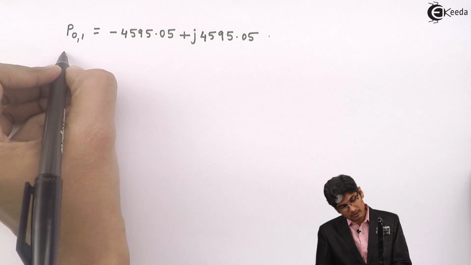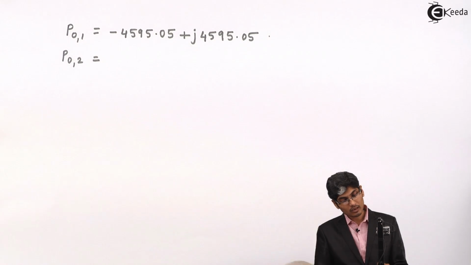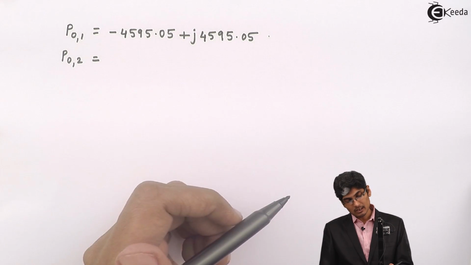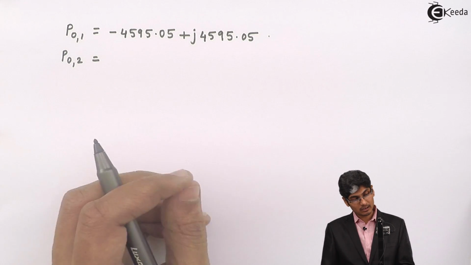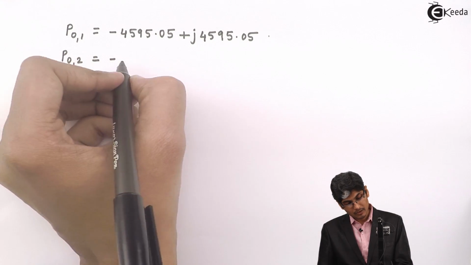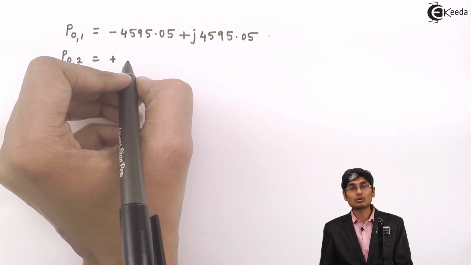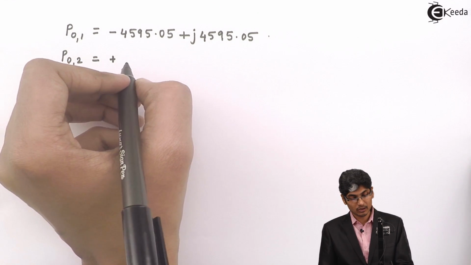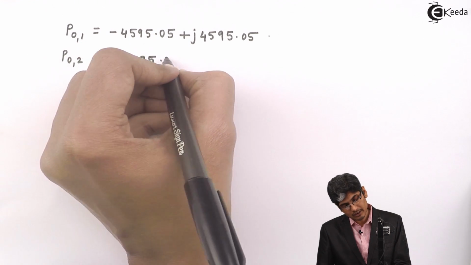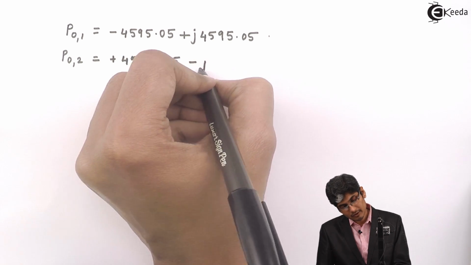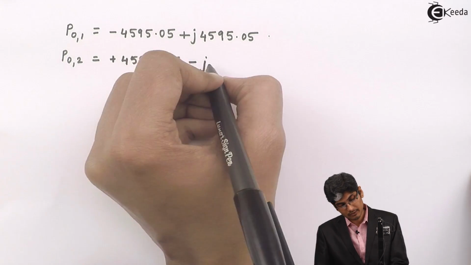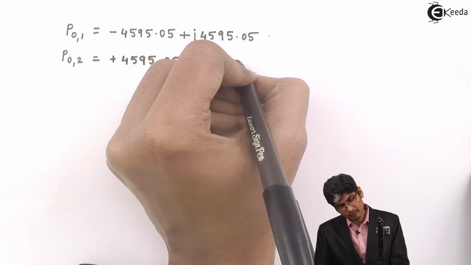Now for P02, I will bring the negative sign inside. Minus of minus becomes plus, because cosine of 3 pi by 4 is minus 0.707, and the outside minus will make it plus 4595.05. The imaginary part will become minus, because sine 3 pi by 4 is plus 0.707, so minus j 4595.05.